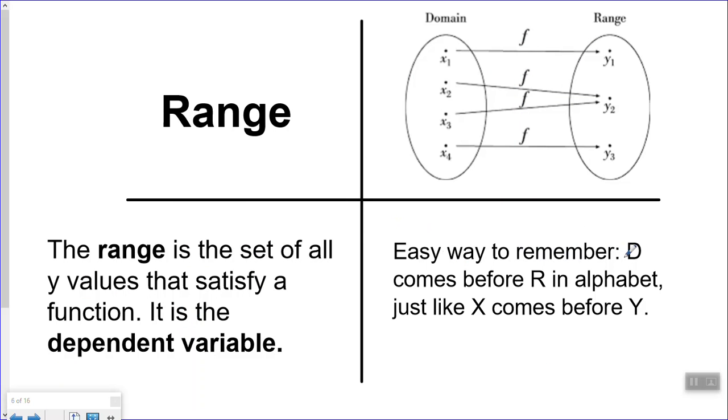So easy way to remember, D comes before R in alphabet, just like X comes before Y. So this is the domain, this is the range. All the X values is the domain, all the Y values is the range. So here you have X1, X2, X3, X4, domain, Y1, Y2, Y3 is the range.